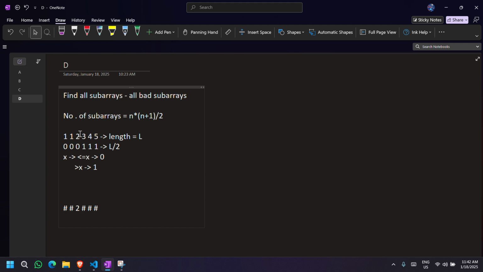Basically, you are given a long array like this, and you have to find the number of subarrays which are bad. So let's fix the element x and do the same as here: replace all the elements less than or equal to x with 0, and greater than x with 1. And what you have to find is the number of subarrays whose sum is equal to the length of that subarray divided by 2.